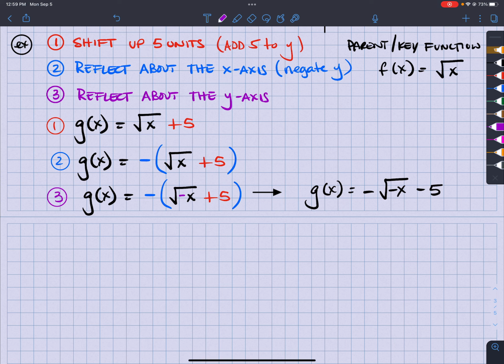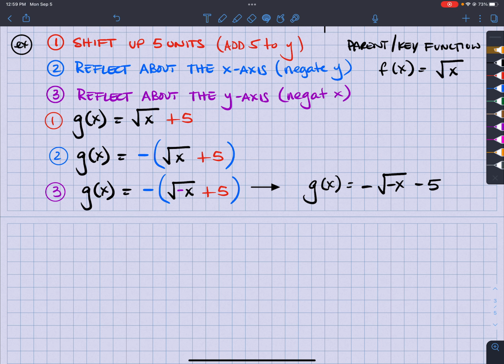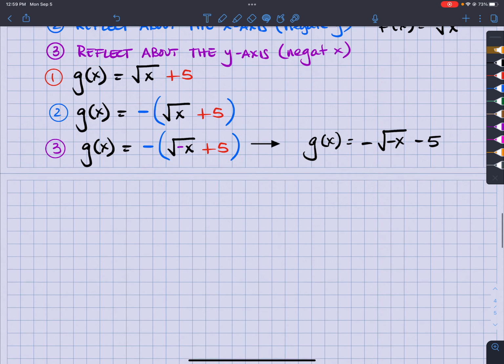And then reflecting over the y-axis, I negate the x value. All right, so there we go. I hope that makes sense. And then let's hit one more example.